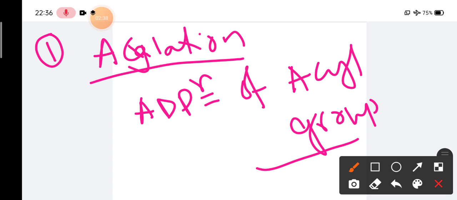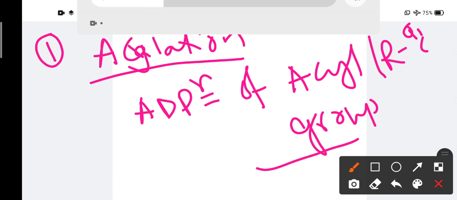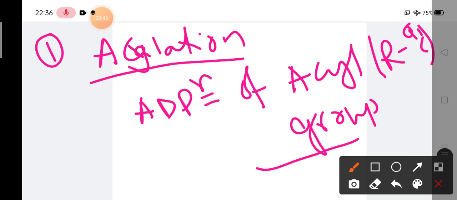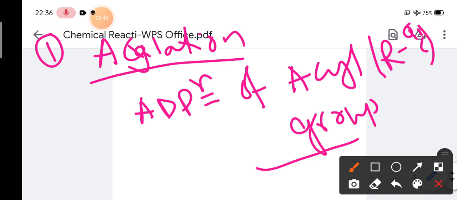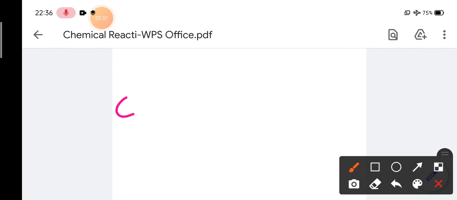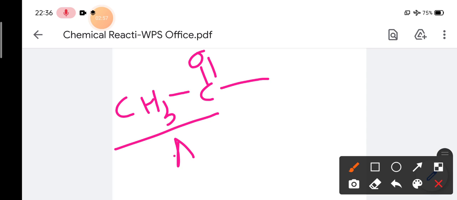So what is an acyl group? An acyl group is basically the RCO part, RC double bond O. This group is called an acyl group. Typically, mainly CH3CO is called an acyl group. So the addition of this group is called an acylation reaction.